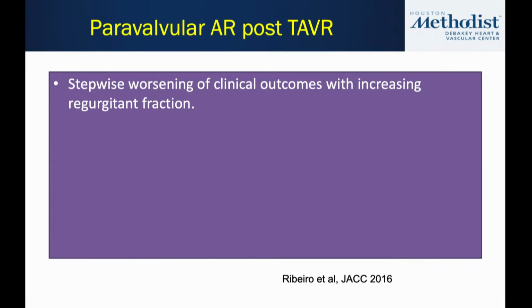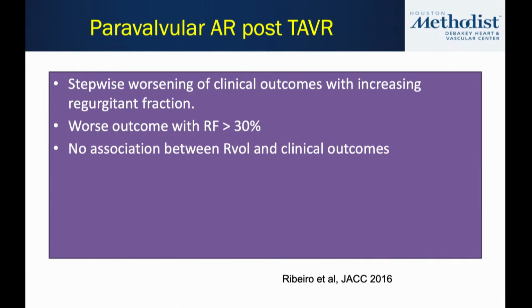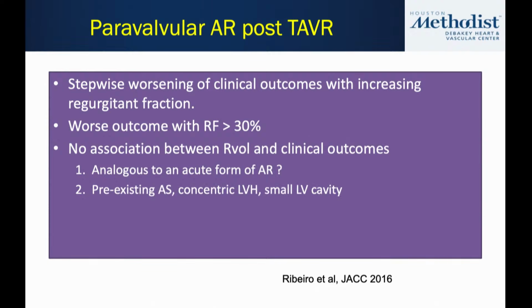Obviously, I think that the numerical threshold is a little bit lower because they noticed a worse outcome at really a regurgitant fraction of more than 30%. And there could probably be a couple of reasons for that. One is that in these ventricles that were aortic stenosis ventricles, that are typically very hypertrophied and stiff ventricles, this may be analogous to an acute form of aortic regurgitation where they went from no aortic regurgitation to all of a sudden having a significant aortic regurgitation load.